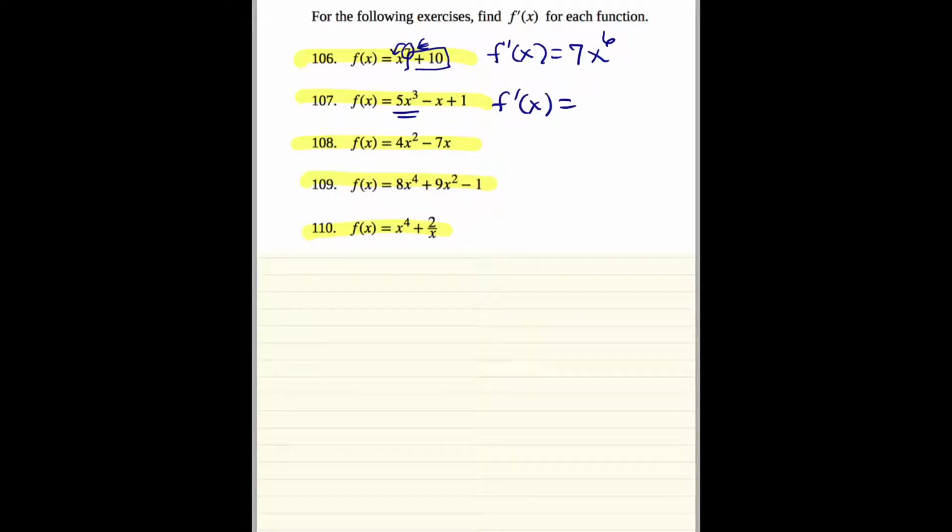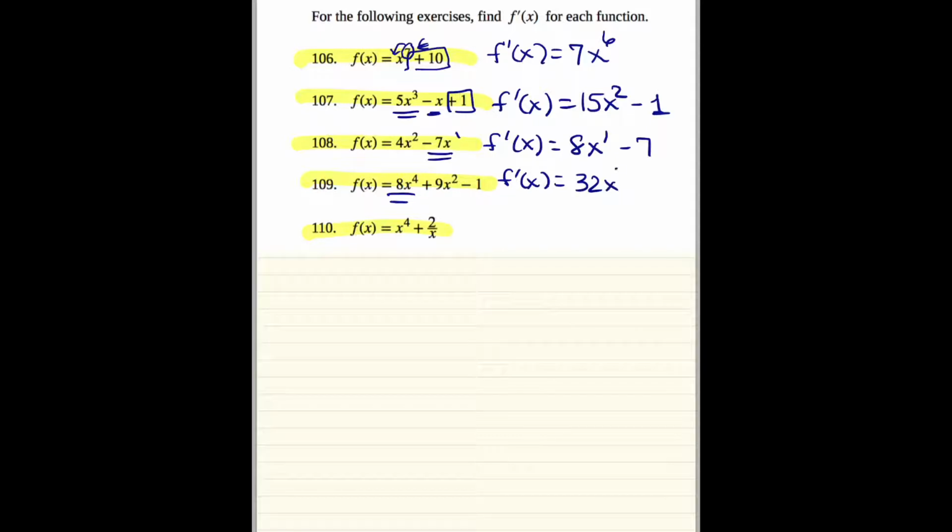3 times 5 is 15, x squared. The derivative of negative x is negative 1, and the derivative of any constant is 0. The next one, 2 times 4 is 8, x to the first, minus 1 times 7 is 7, but there's a negative in the front, x to the 0, which is just 1. This guy right here, 32, x to the third, plus 18, x to the first.